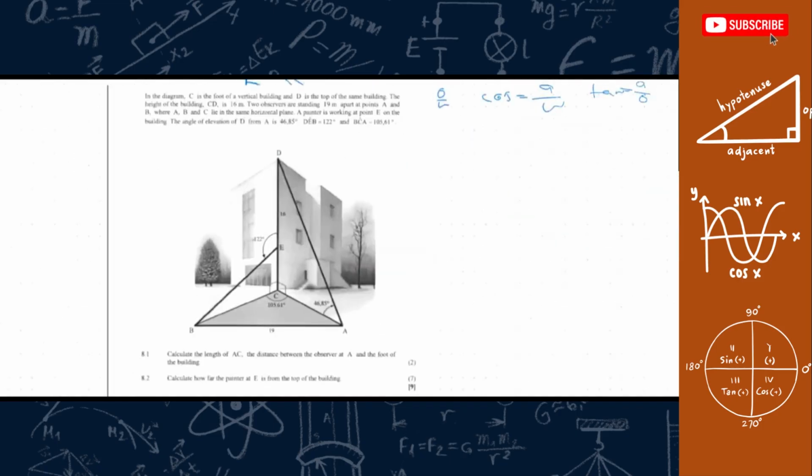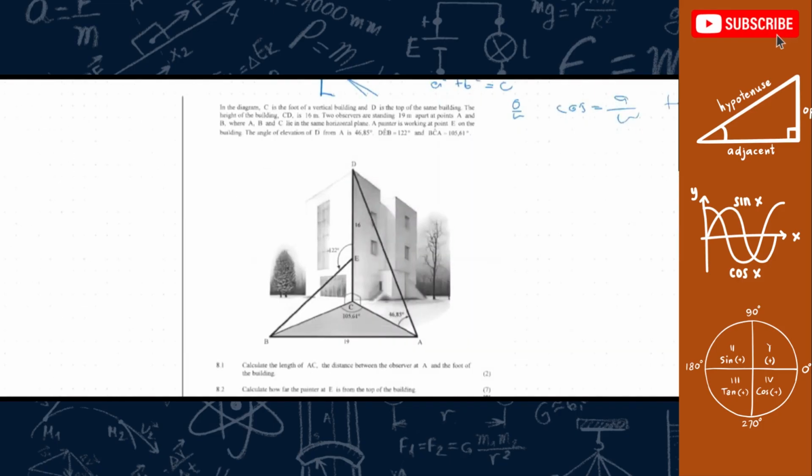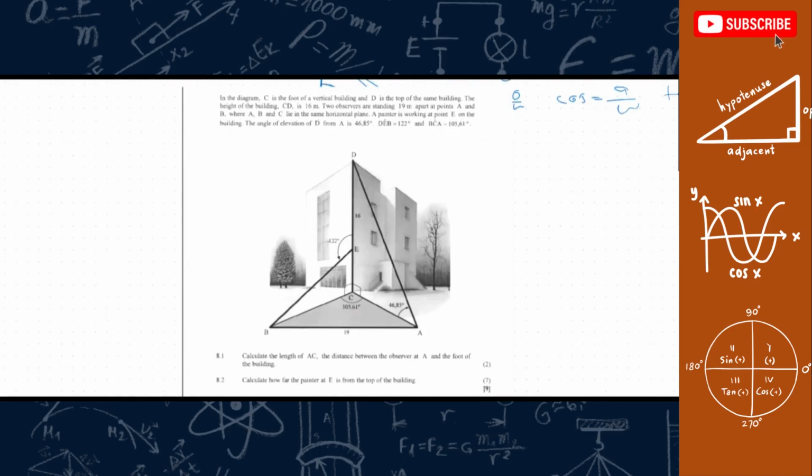Okay, so here it says in the diagram, C is the foot of a vertical building, and D is the top of the same building. The height of the building, CD, is 16 meters. The two observers are standing 9 meters apart at points A and B, where A, B, and C lie in the same horizontal plane. A painter is working at point E, over there.